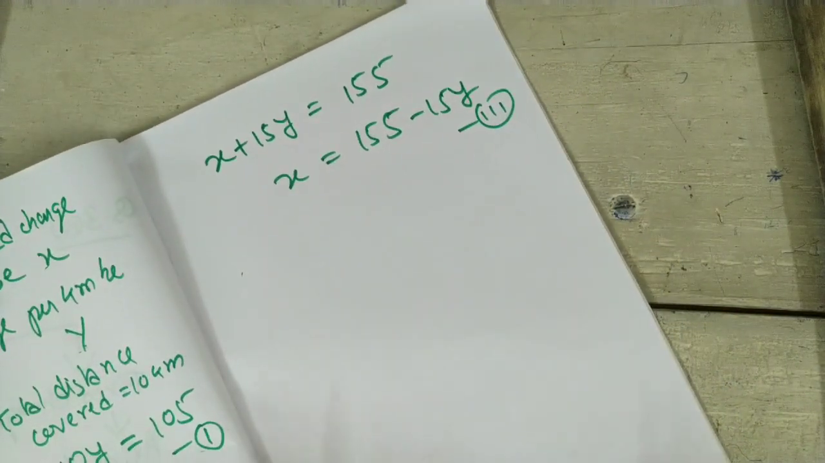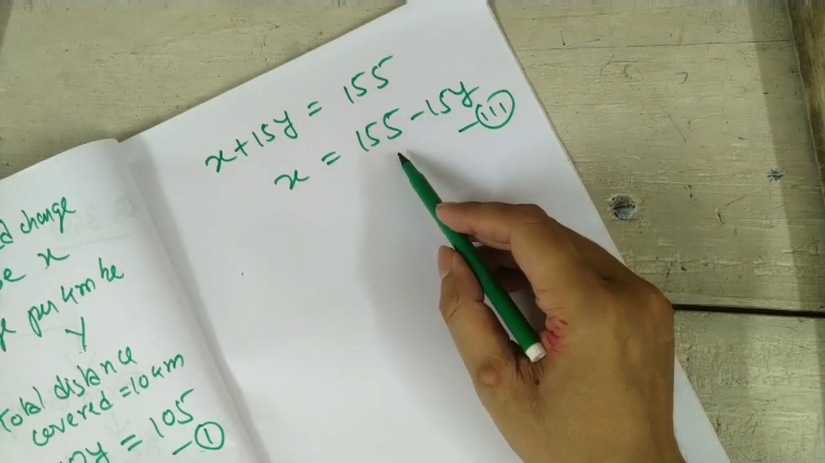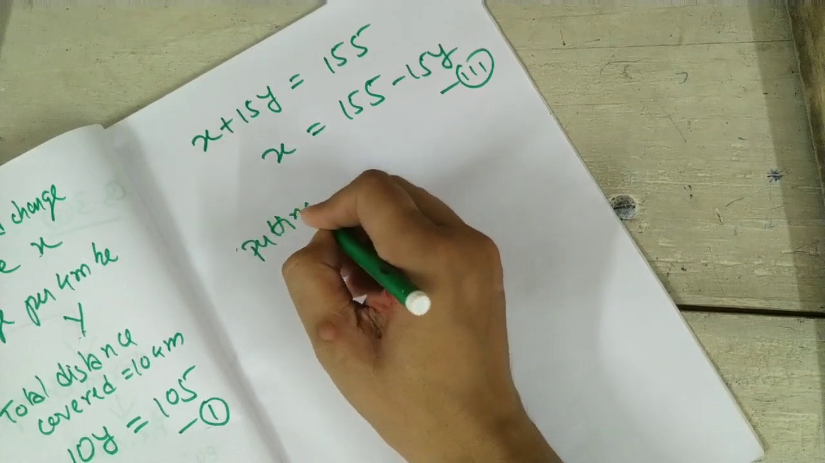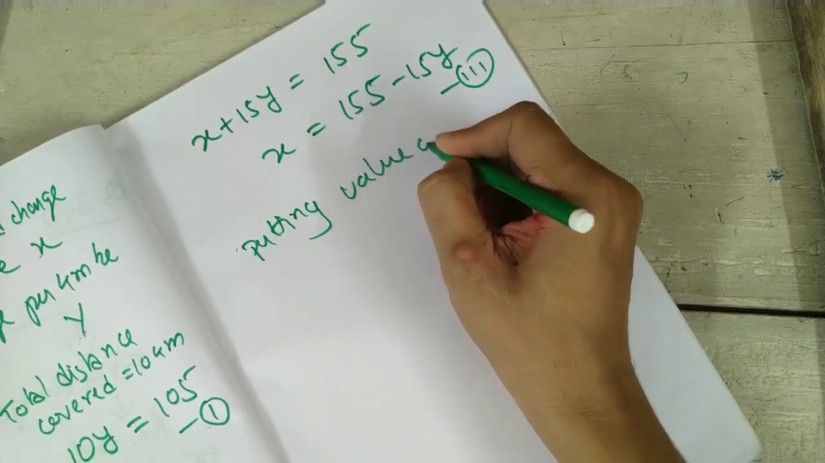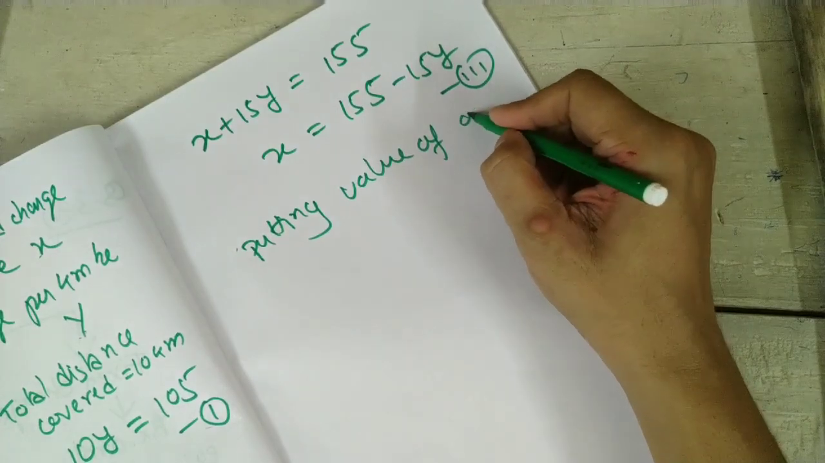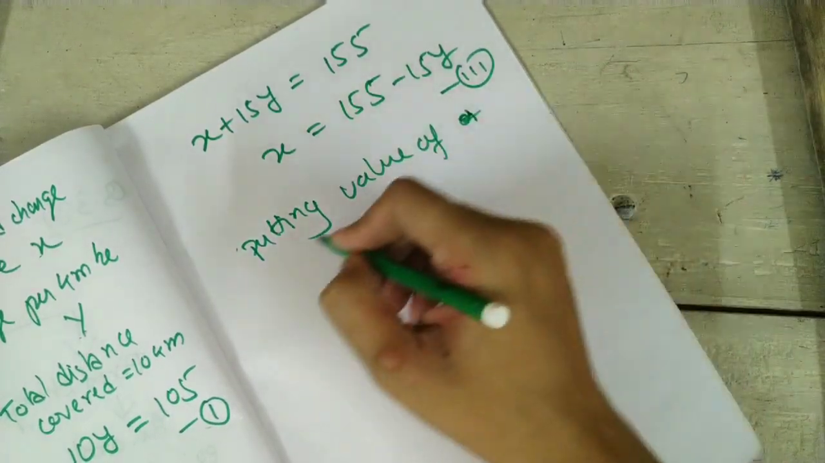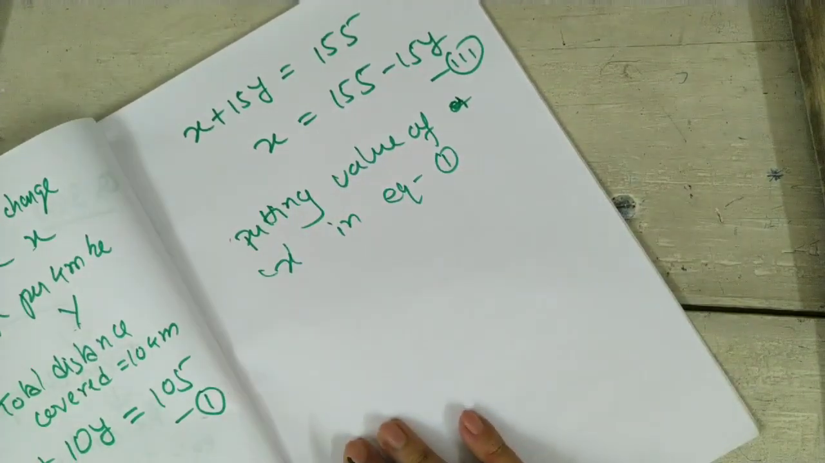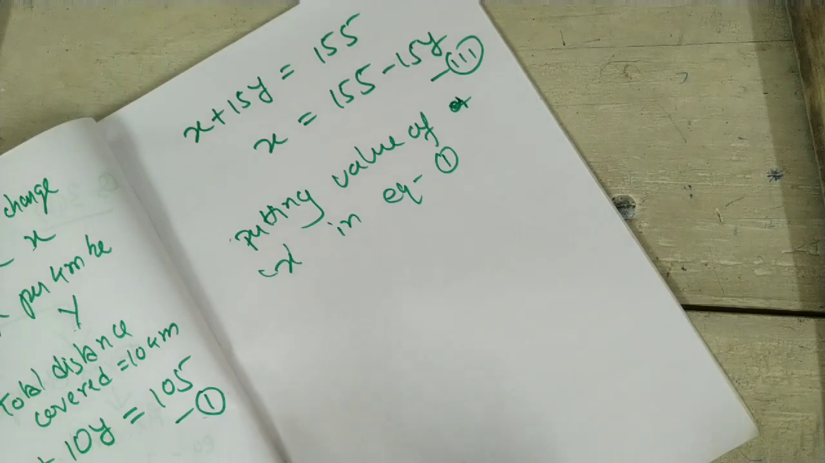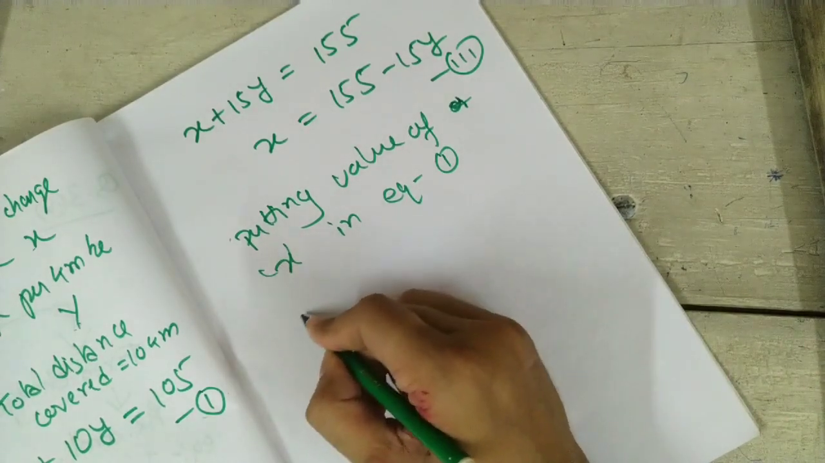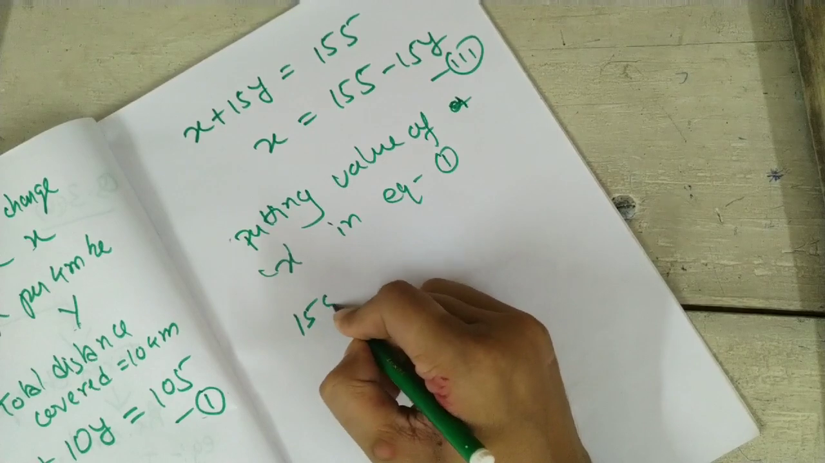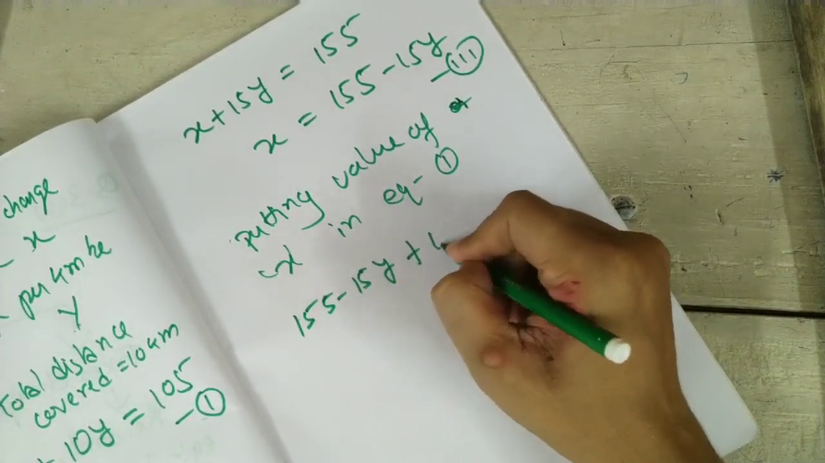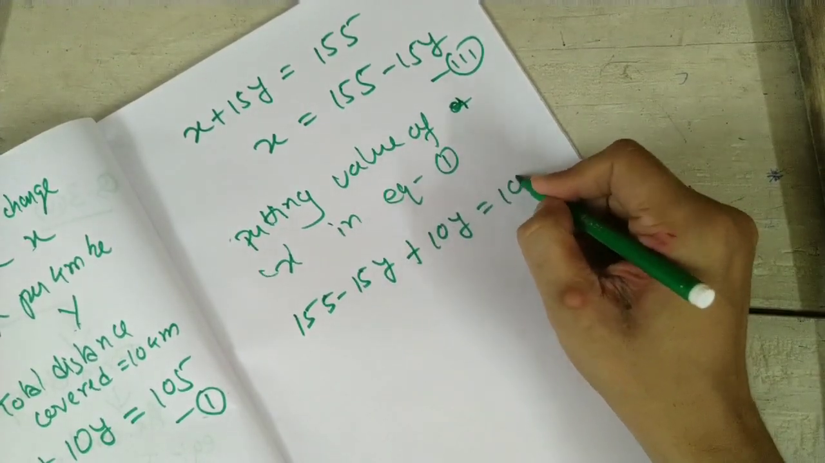Now what can we do? We can put this value of x in equation number 1. So here we write: putting the value of x in equation 1. Now if we put the value of x in equation number 1, what are we going to get? Here in place of x we have to put the value of x, that is 155 minus 15y, plus 10y is equal to 105.